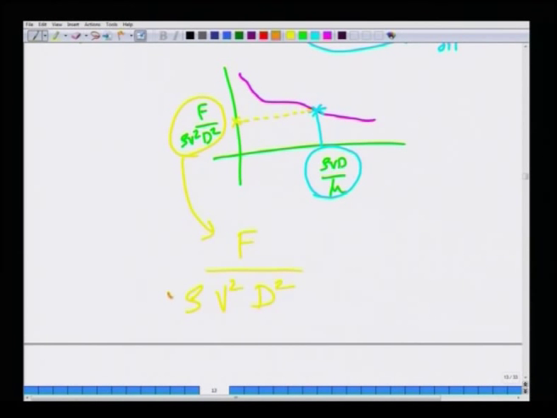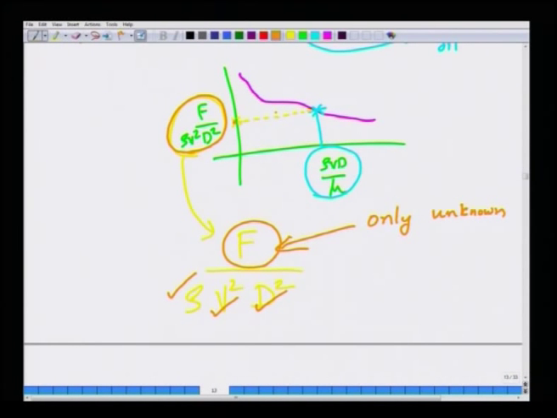But we already know rho, the density of the castor oil, and we already know v, the velocity with which the big sphere is moving, and we already know the diameter of the sphere. This is the only unknown, which can be computed, because we already know this combination F by rho v squared d squared from this graph.